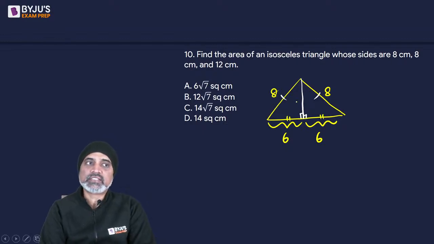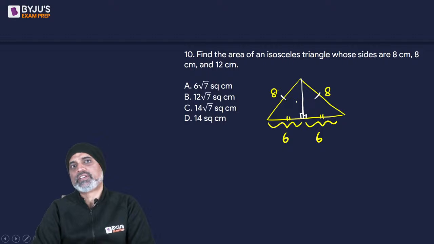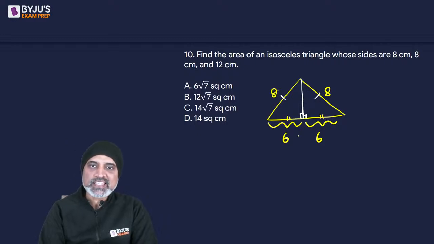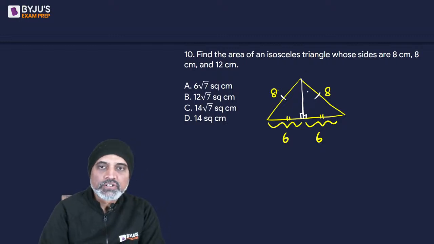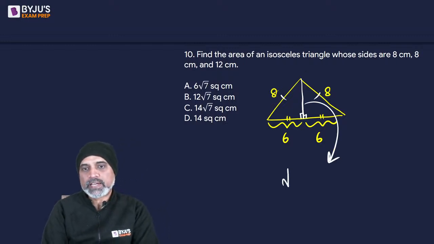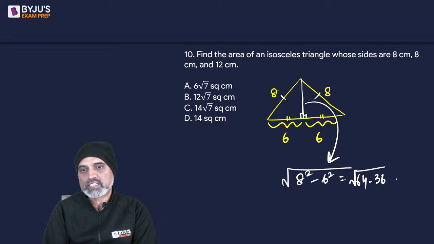triangle, and the height or the median, they are the same when drawn on the unequal side of an isosceles triangle. So we have 6, this is 8. So we need to calculate the height. Now in order to calculate this height, we can use Pythagoras theorem, and we can say that this is 8 square minus 6 square, which is going to be under root 64 minus 36, which is going to be under root 28. And 28 under root is nothing but 2 under root 7.